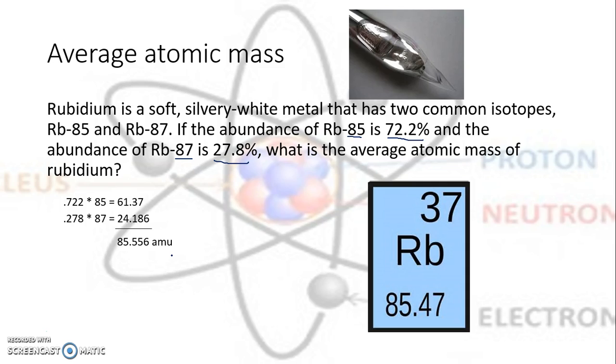All right, so this just kind of gives you an idea as to what we're going to be doing when you come to class next class. We're going to be doing an activity where you're classifying a made-up element based on its average atomic mass.